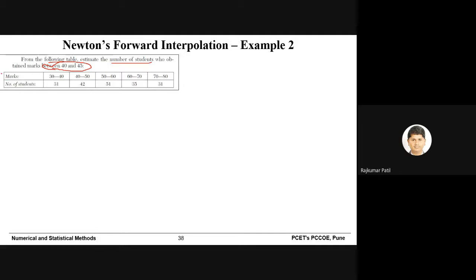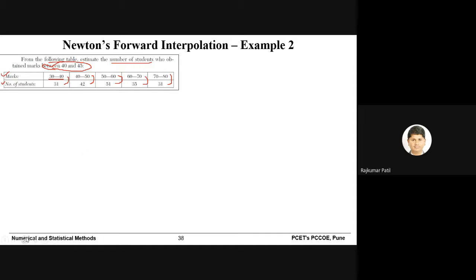And in the table, marks and number of students are given, and marks are given as ranges. So 31 students received marks between 30 and 40, 42 students received marks between 40 and 50, 51 students received marks between 50 and 60, and so on. You can see here.